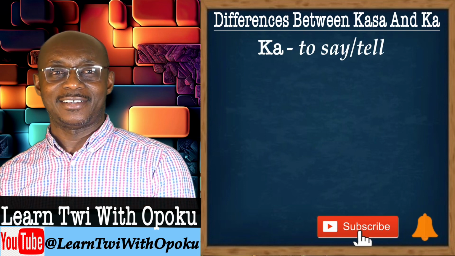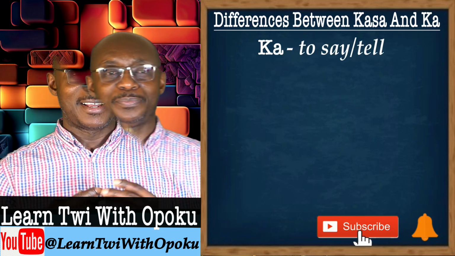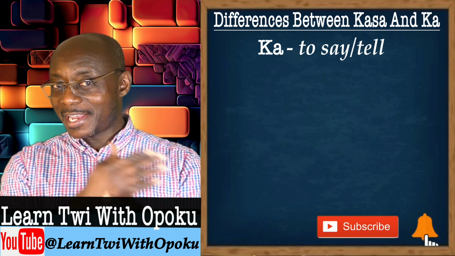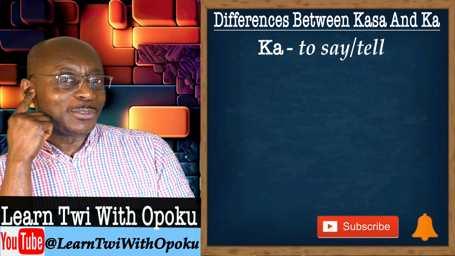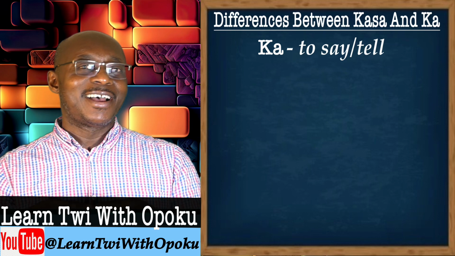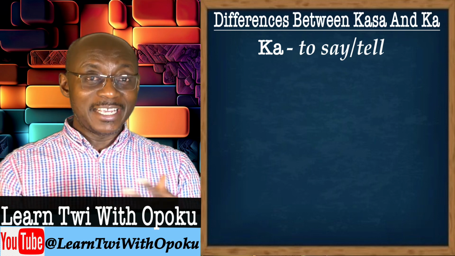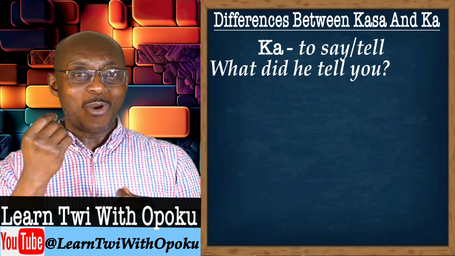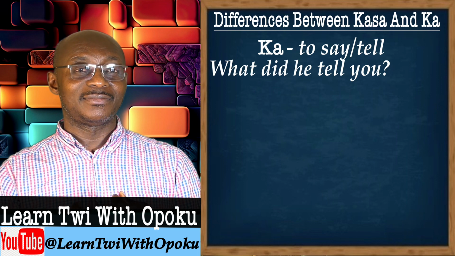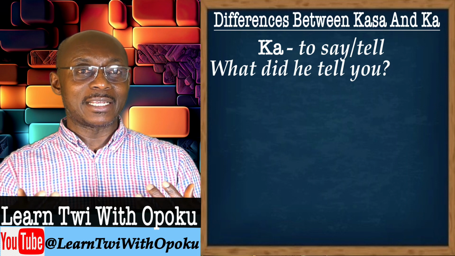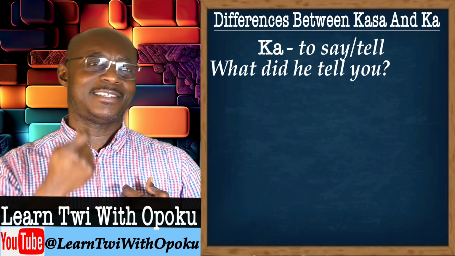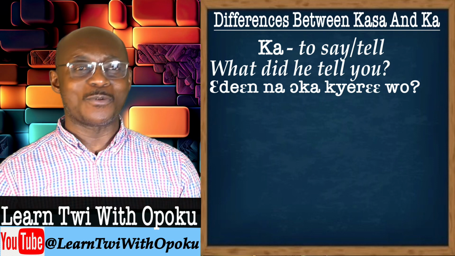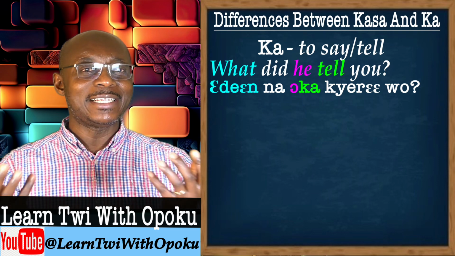What about ka? Let's now explain ka. Assuming we are walking together, someone calls you aside and whispers something into your ears. Definitely, as soon as the person leaves, I'm going to ask you, what did he tell you? Or what did he say to you? And if you are hesitating, I will say, tell me. Say it. But what did he tell you in Twi? I will say, Edien or kachireo. What did he tell you?